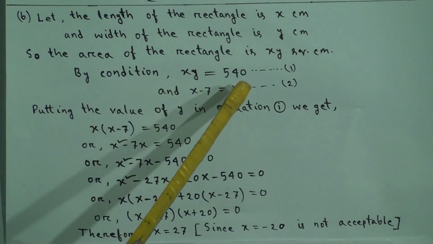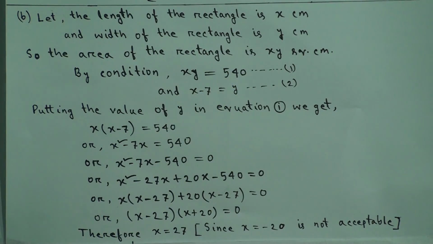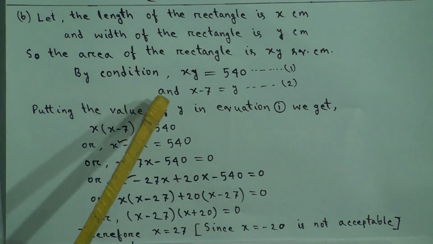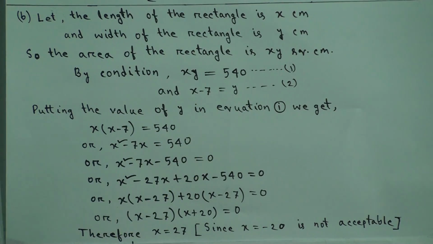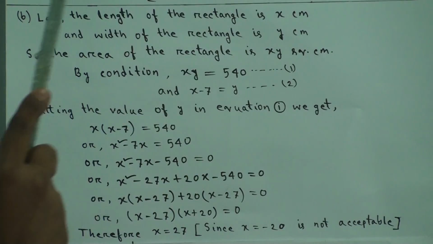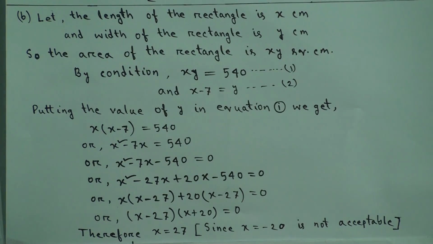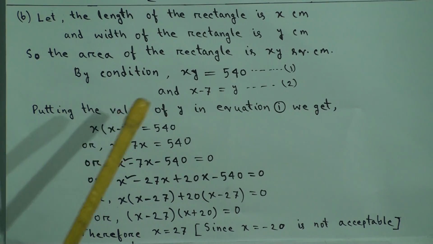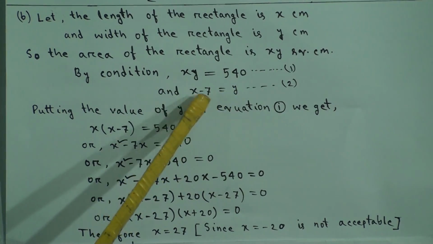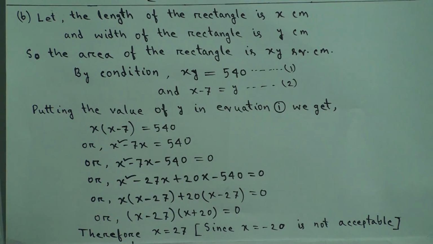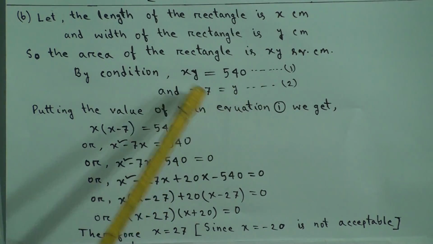In the stem it is mentioned that area is 540 square meters. So by condition we can write xy equal to 540, and by another condition we can write x minus 7 equal to y, because in the stem it is mentioned that if its length decreases 7 centimeter, then it becomes a square. That means its length and width will be equal when its length is decreased by 7 centimeter. So by another condition we can write x minus 7 equal to y.